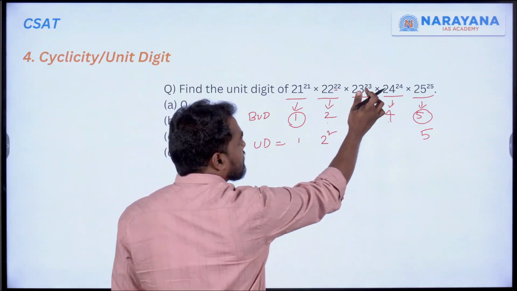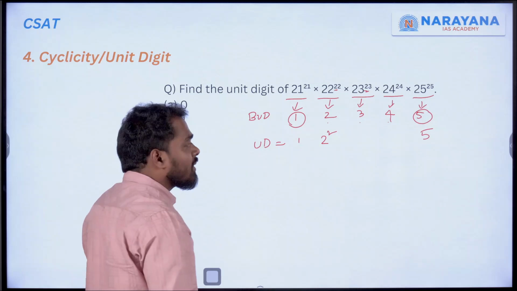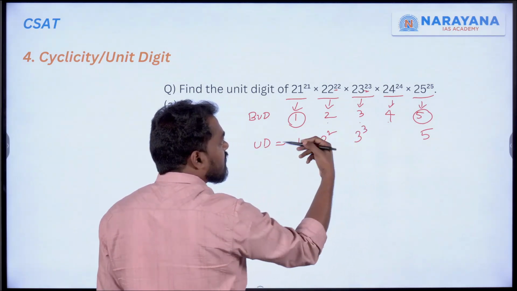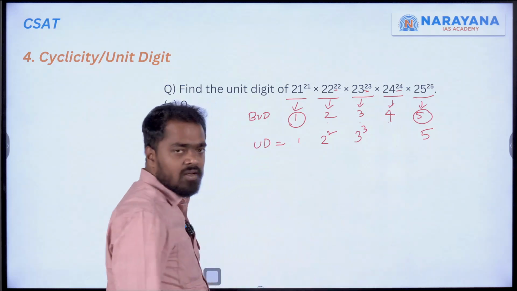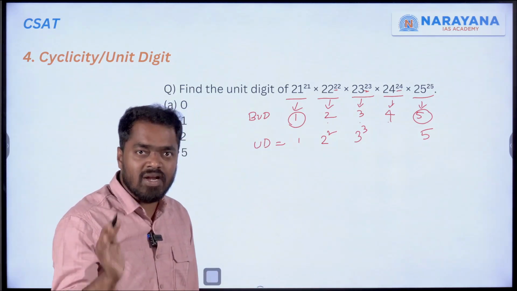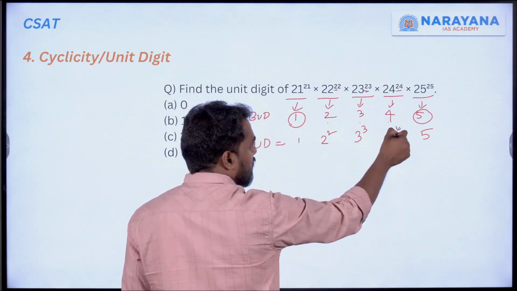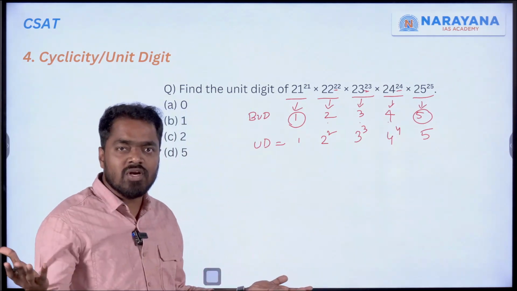In this case, 23 is the power. Divide with 4, 3 is your remainder. So 3 cube. In this, 24 is the power. So 4 6s are 24, remainder is 0. So 4 to the power 4. So you got all the unit digits.